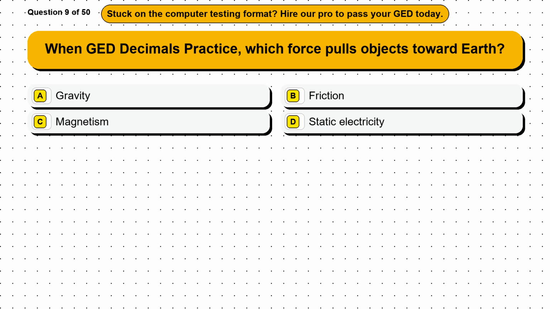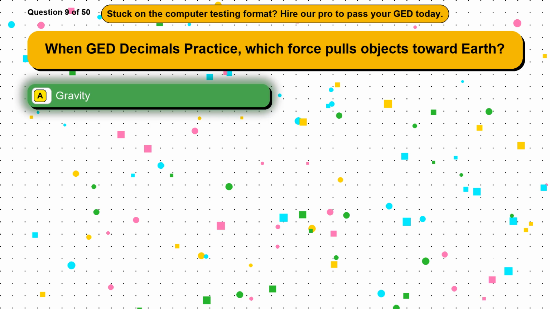Question 9. When GED Decimals Practice, which force pulls objects toward Earth? Option A, gravity. Option B, friction. Option C, magnetism. Option D, static electricity. The correct answer is option A.